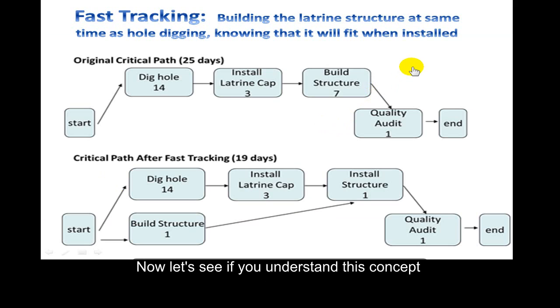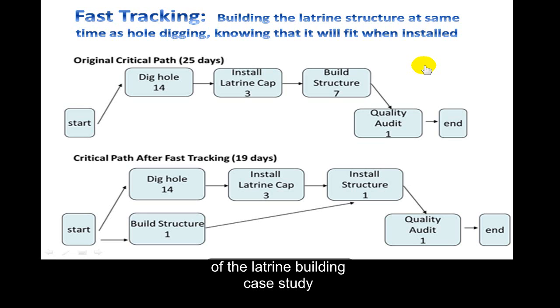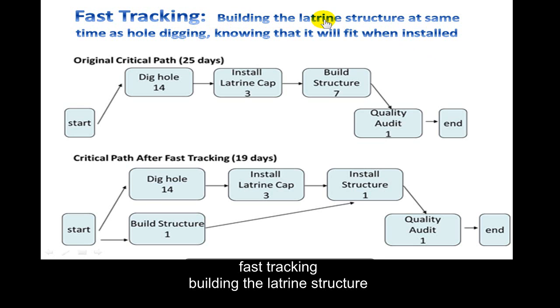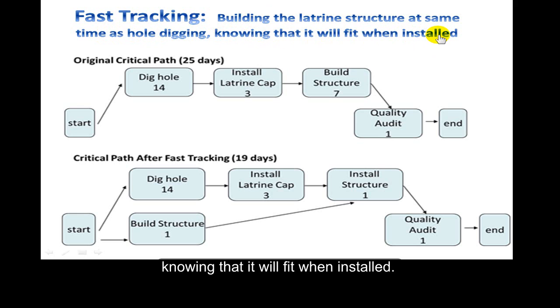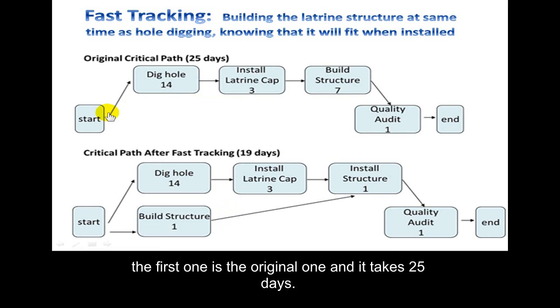Now let's see if you understand this concept by looking at this diagram of the latrine building case study that we used during the course. So fast tracking, building the latrine structure at the same time as digging, knowing that it will fit when installed. So you see two different network pathways here. The first one is the original one, and it takes 25 days.